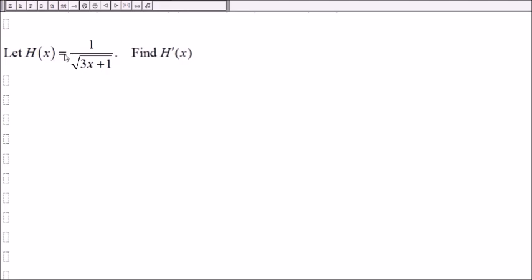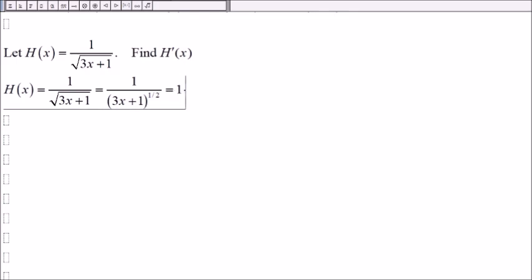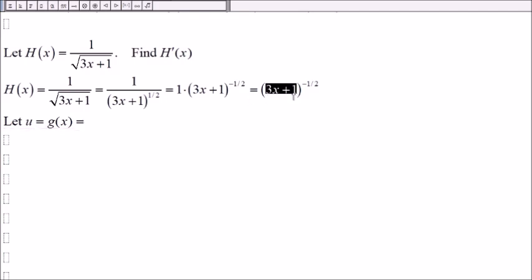Here we have the function h of x equal to 1 divided by the square root of 3x plus 1. And so we need to rewrite this using rational exponents. So this is the same as 1 divided by 3x plus 1 to the 1/2. And this is the same as 1 times this with a negative exponent, which is equal to 3x plus 1 to the negative 1 half. And then we let u, which is g of x, be 3x plus 1.